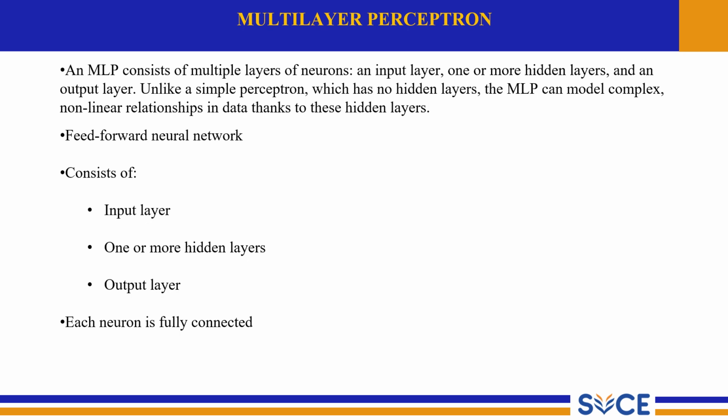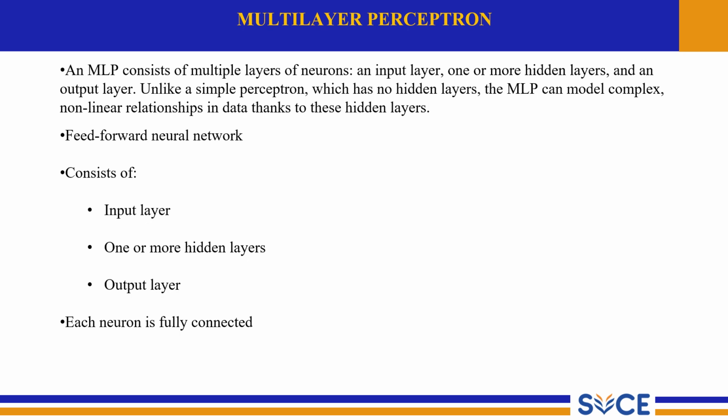A feed-forward neural network consists of three main types of layers. The input layer, which receives the raw data or features from the outside world. One or more hidden layers, where the network processes information by transforming inputs through neurons, and these layers enable the network to learn complex nonlinear patterns. Then the output layer, which produces the final result such as a classification or prediction.